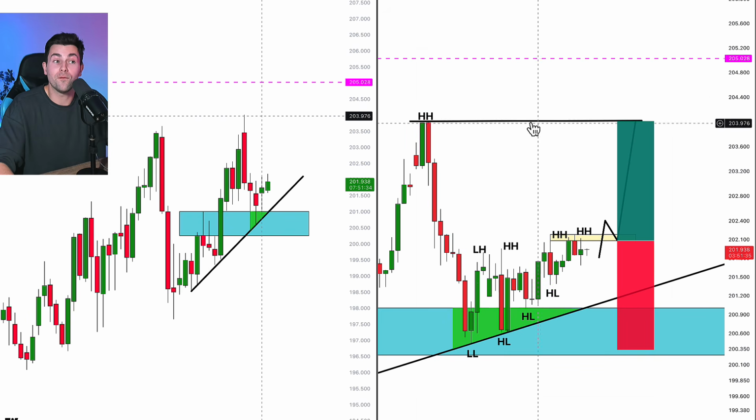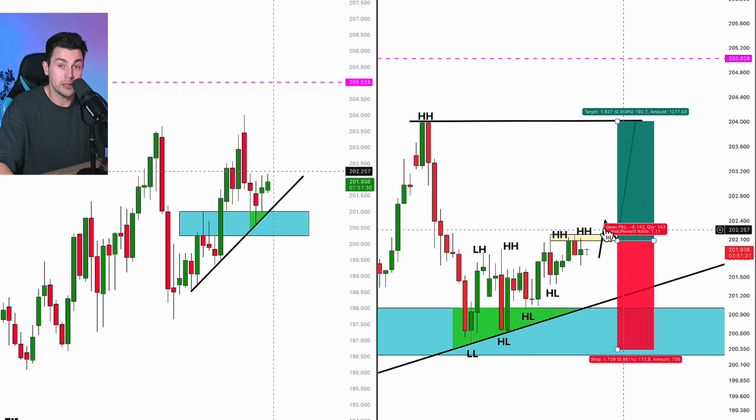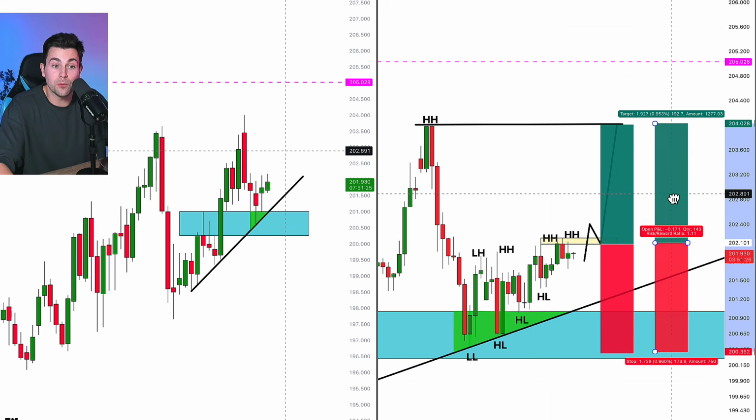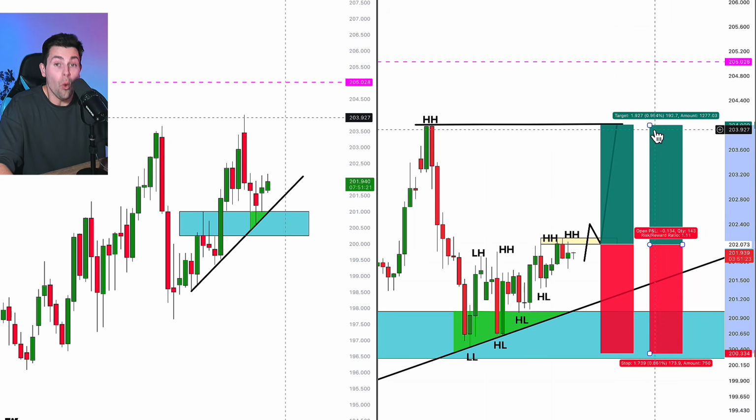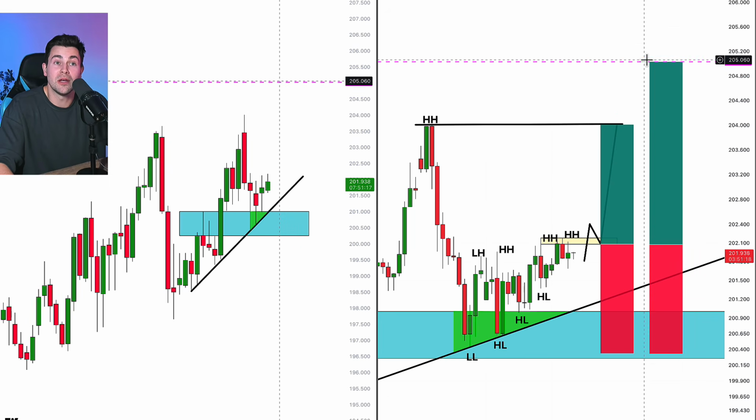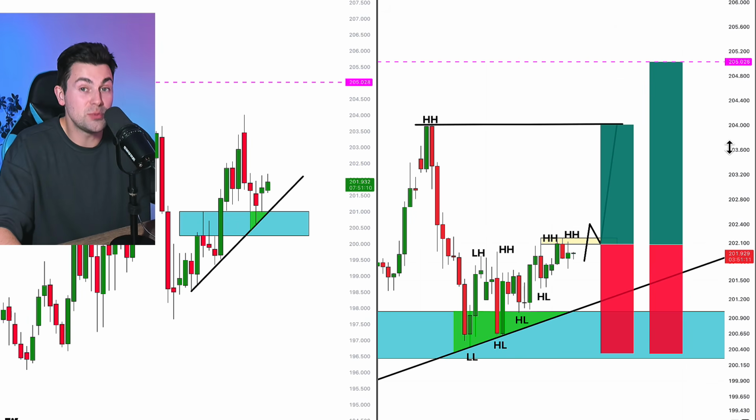So when our first target is reached, I suggest moving your stop loss to entry, making your position risk-free, closing half of your profits, and then holding the trade, expecting a further bullish continuation to the next strong resistance. That is how we swing trade forex with break of structure.